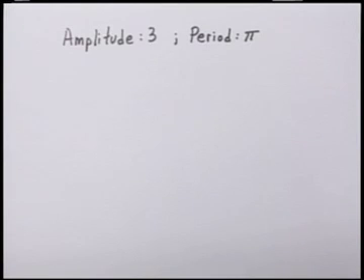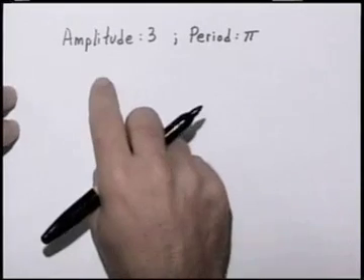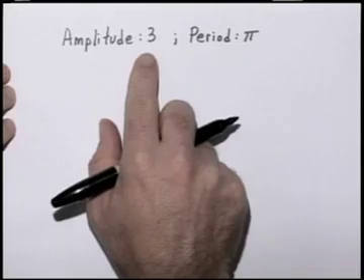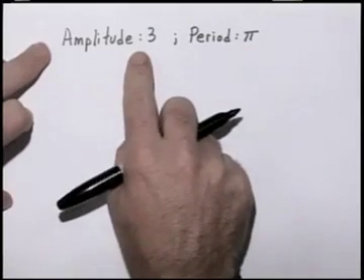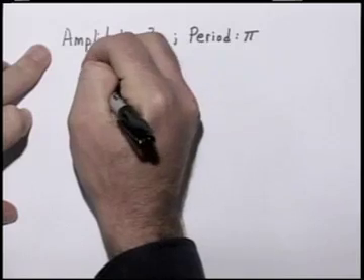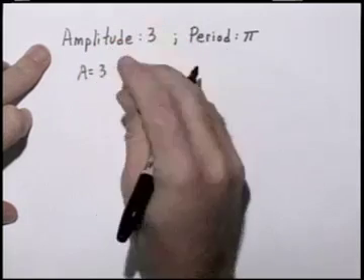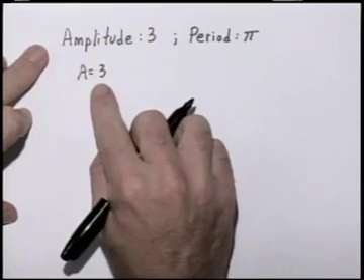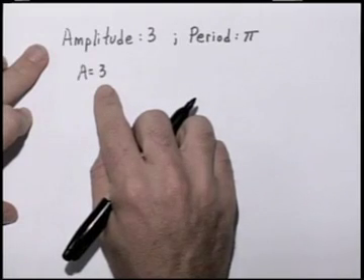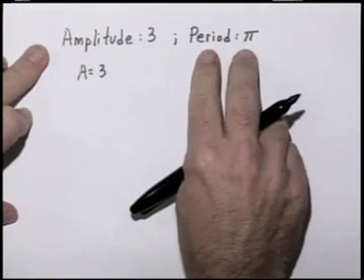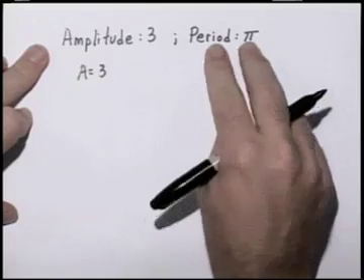In this problem, we want to find a trigonometric function that has an amplitude of 3 and a period of pi. Because the amplitude is 3, the simplest way to describe the function would be to have a equal 3, although a equals negative 3 is another possibility. Second, we want a function that has a period pi.